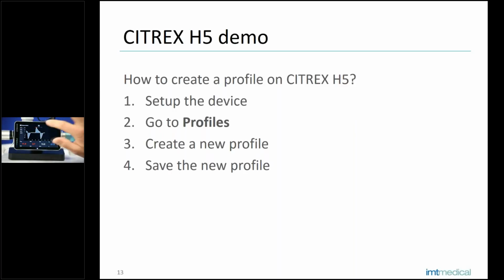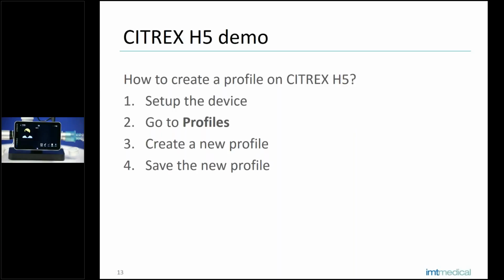Or if I have to test vent B, I just go there to my profile section, choose vent B, apply, and I'm ready to start. You see, it's really lightning fast. It eliminates any risk of wrong settings, and it really makes sense to use these profiles whenever you have reoccurring measurement tasks.